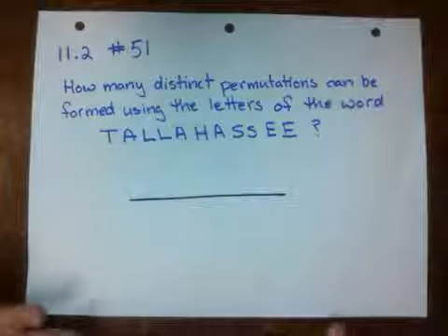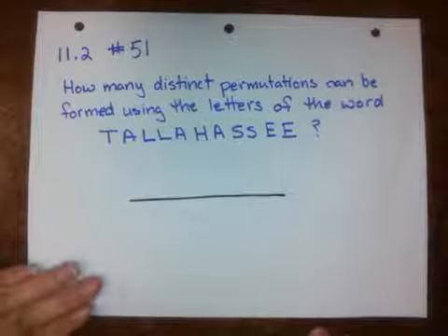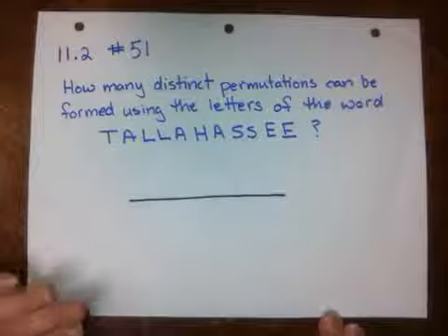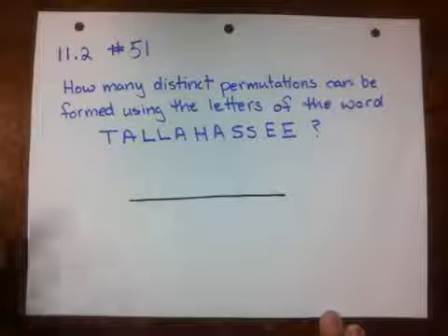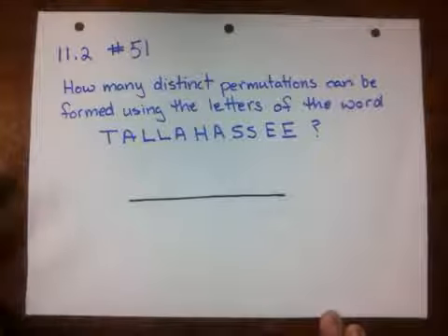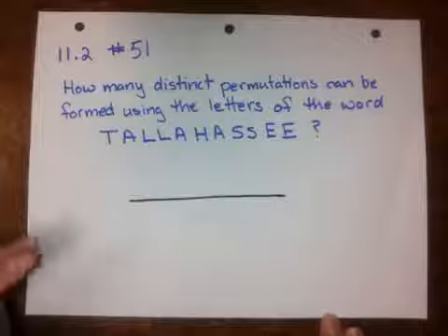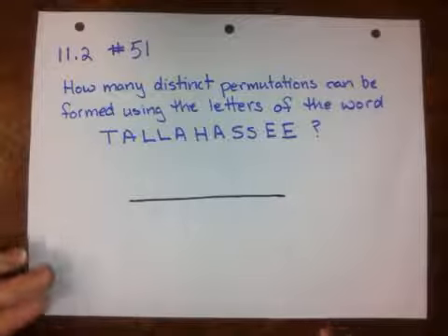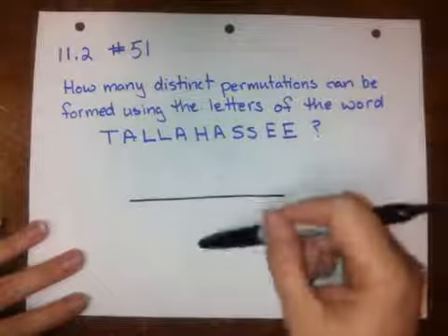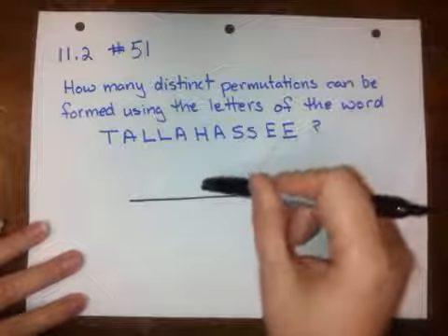Okay, number 51 from 11.2. They're asking us how many distinct permutations can be formed using the letters of the word Tallahassee. So the way to figure this out, distinct permutations, is we're going to make a fraction. And the top of the fraction is going to be a factorial.